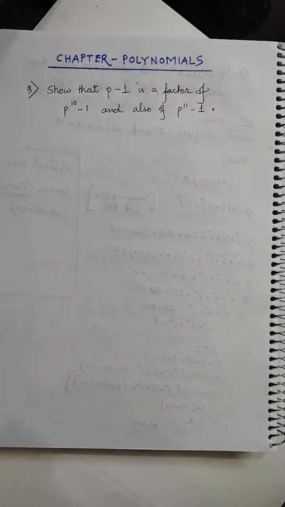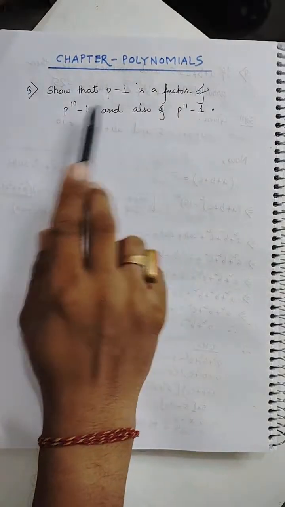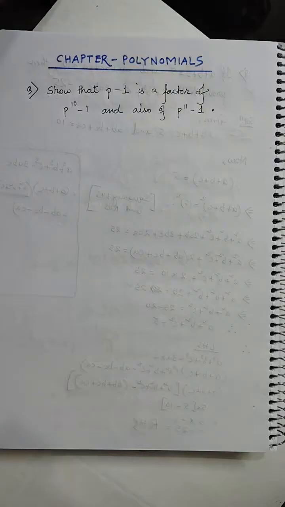Okay. So our question says, show that p minus 1 is a factor of p to the power 10 minus 1 and also of p to the power 11 minus 1. So we have to show that p minus 1 is a factor of both the expressions.